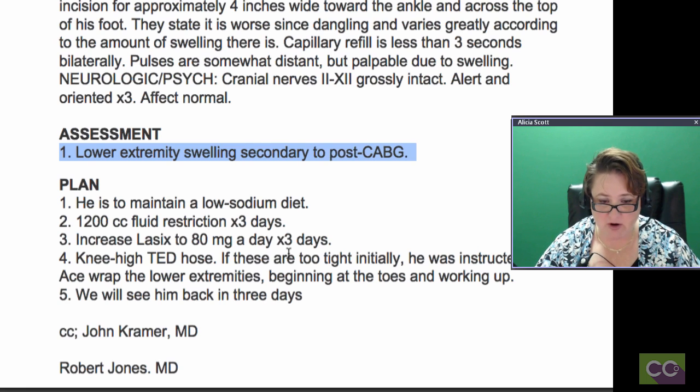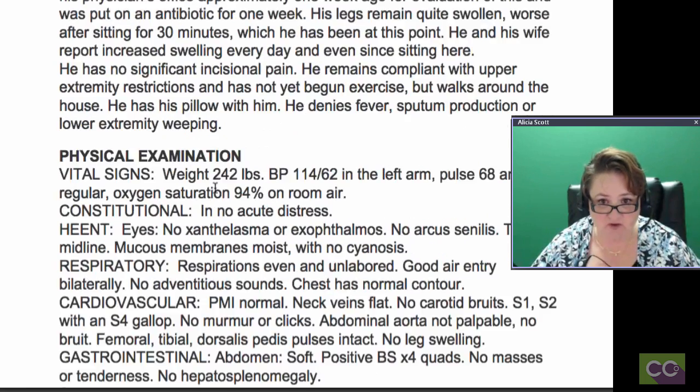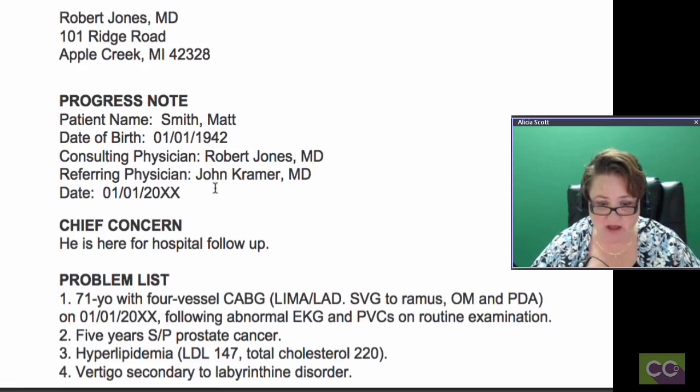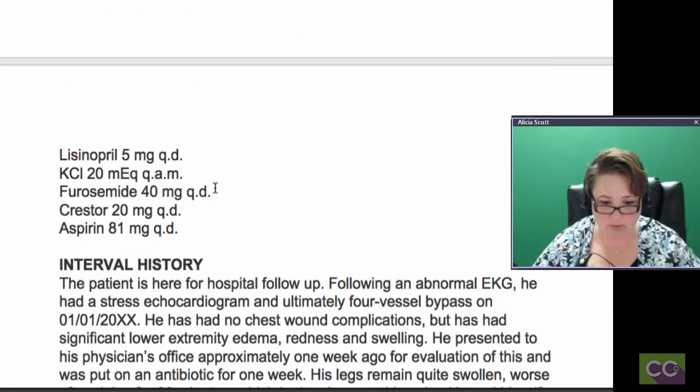Now, right there, we know he came in for a follow-up, right? But this is the diagnosis that he's given, and this is what he plans to do to treat it. So now that we kind of know what's going on, we're going to go back up to the top, and let's look at the HPI, or the history of the present illness, and find out if that's the only thing going on.